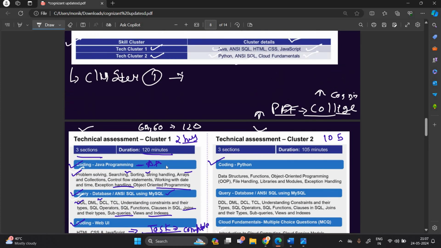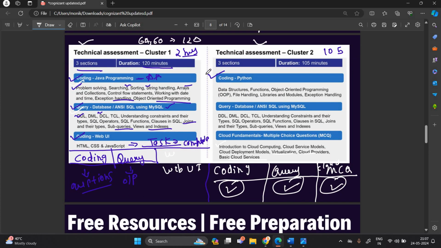I suggest you choose cluster 1 or cluster 2, anyone according to your skill set. Suppose you are very proficient in cluster 2 and you are interested also, then choose that. Otherwise you can choose cluster 1. It depends on you. So this is the syllabus and we have to prepare according to this syllabus.